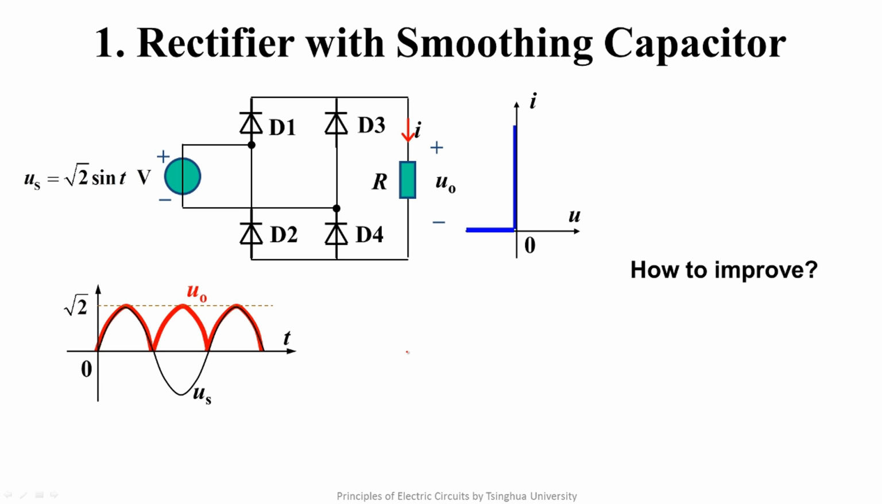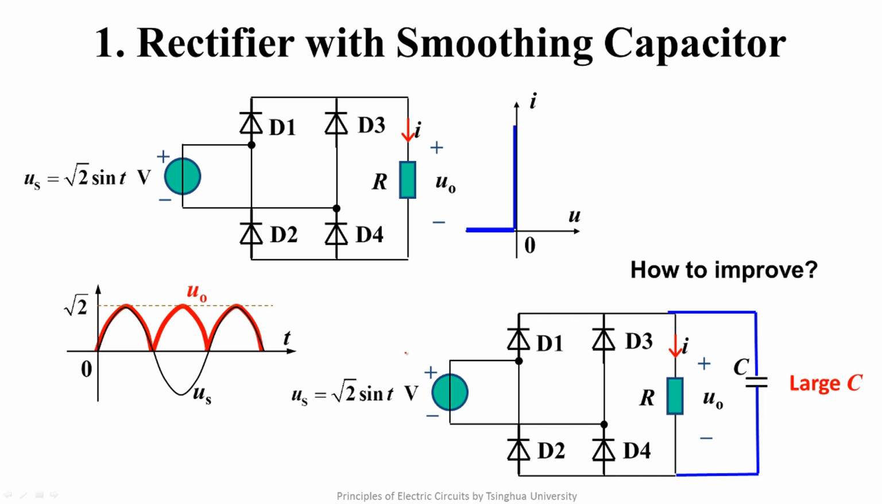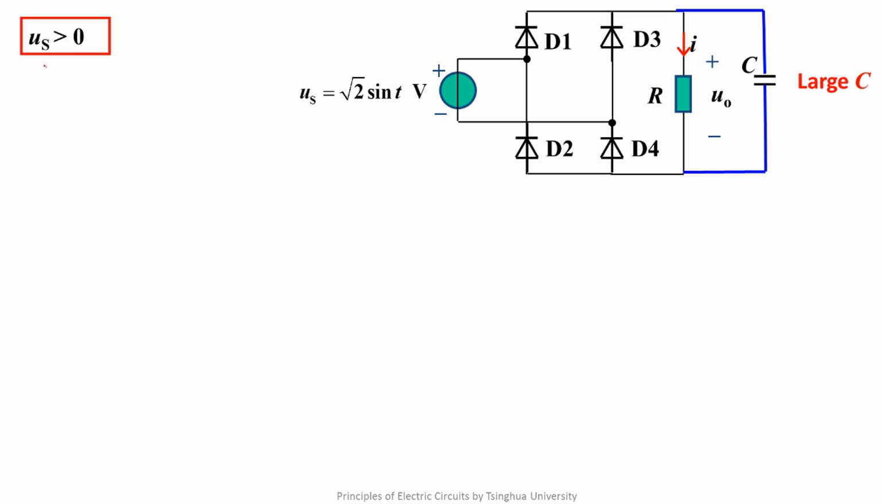In lecture 46, we will discuss that the capacitor has the property of keeping voltage constant in a short time. So our thought is to add a large capacitor shunted to the load of the bridge rectifier in order to improve the performance of the load voltage. Let's analyze it. When US is greater than 0, D3 and D2 are open and they can be ignored. The circuit is like this.